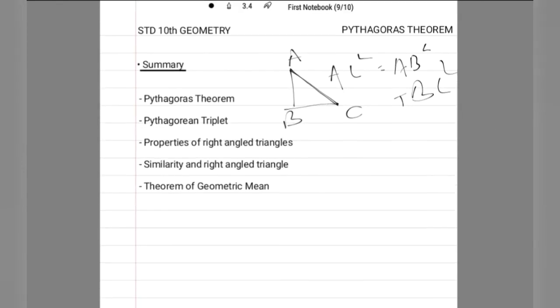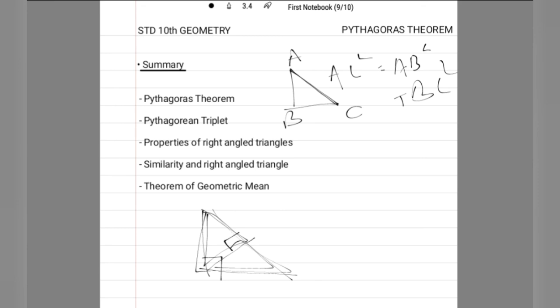Next thing which we learned is the theorem, that is the similarity and right angle triangle, in which we had a right angle triangle, and we had drawn a perpendicular there. So with that perpendicular, we get three triangles here, right? The smaller two triangles and the bigger one. So they are similar to each other. These three triangles are similar to each other. This is what we have learned in similarity and right angle triangle.